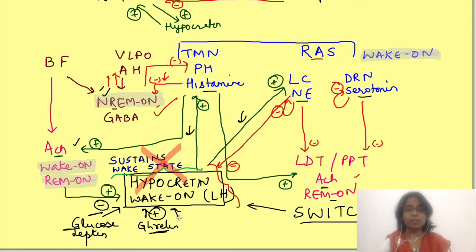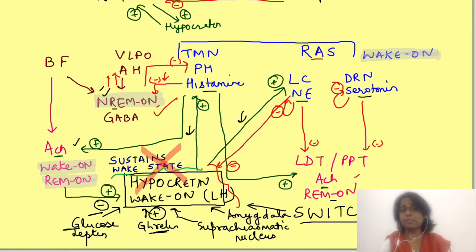Then they also receive information from suprachiasmatic nucleus. That's why our wake-sleep cycle is affected by light. Then information from limbic system, that is amygdala, also goes there. So you know why emotional states interfere with induction of sleep or sometimes prevent waking up. That is, a person does not want to get out of bed. It depends on how limbic system is influencing these hypocretin neurons.